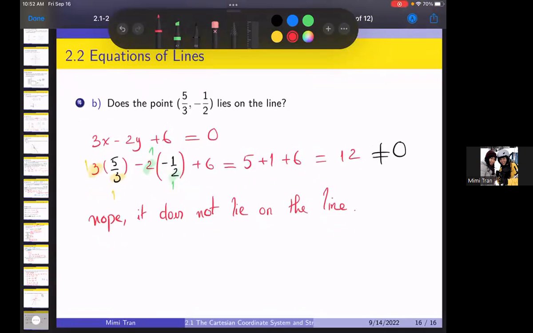We officially finished 2.1 and 2.2. I'm hoping today we finish 2.3.